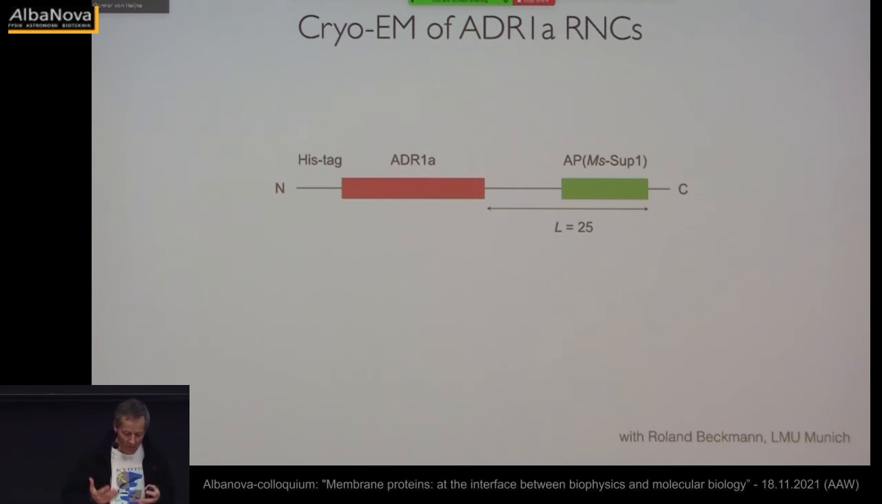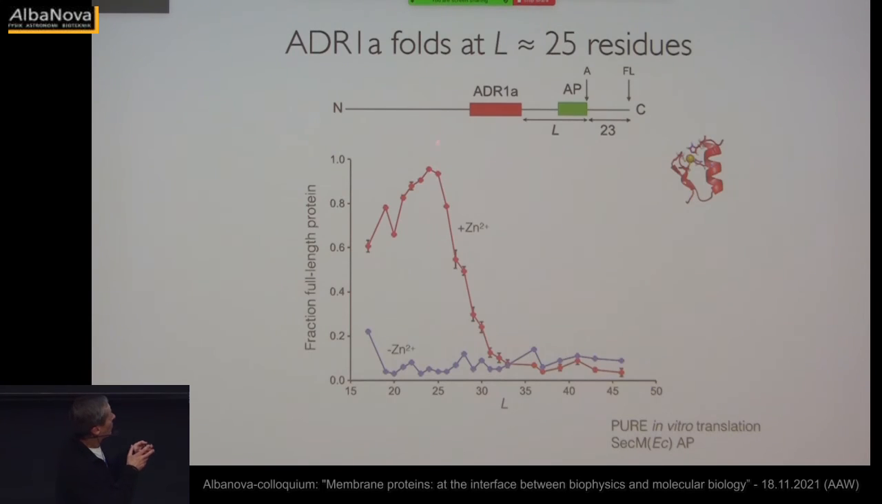So to make that even more iron-proof, we also did cryo-EM on this. We took this construct at 25 at the very top here, and we said, let's try to stall that nascent chain in the ribosome, do a cryo-EM structure, and see if we can see this thing folded inside the ribosome. But of course we couldn't take this construct because it only produces full-length protein. It doesn't stall because the pulling force is so high.